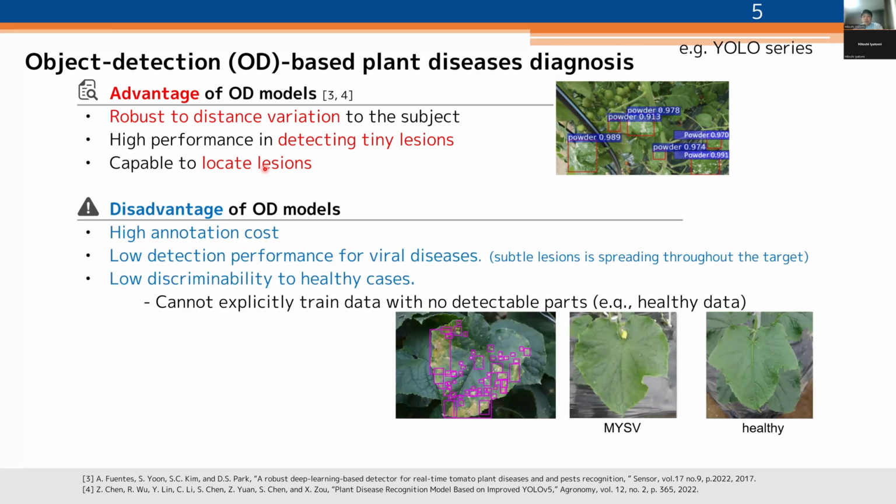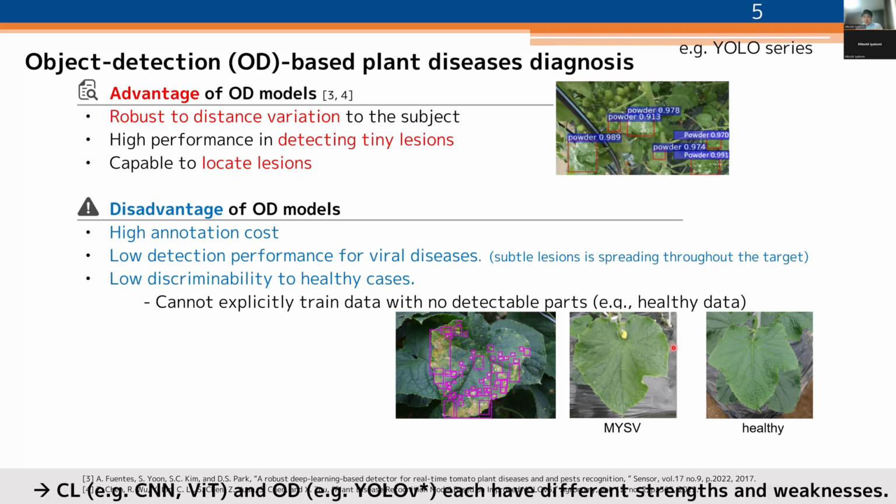On the other hand, those models require very expensive annotation and tend to show low detection performance for viral disease, since viral disease shows subtle symptoms throughout the target. So object detection models have difficulty detecting them. Also, since object detection models cannot train on healthy cases, that is, cases with no bounding boxes, there are many false positives when we evaluate healthy cases. That is a problem.